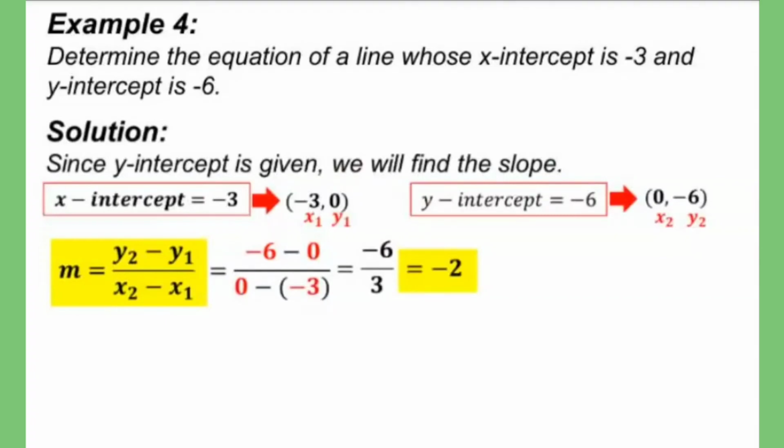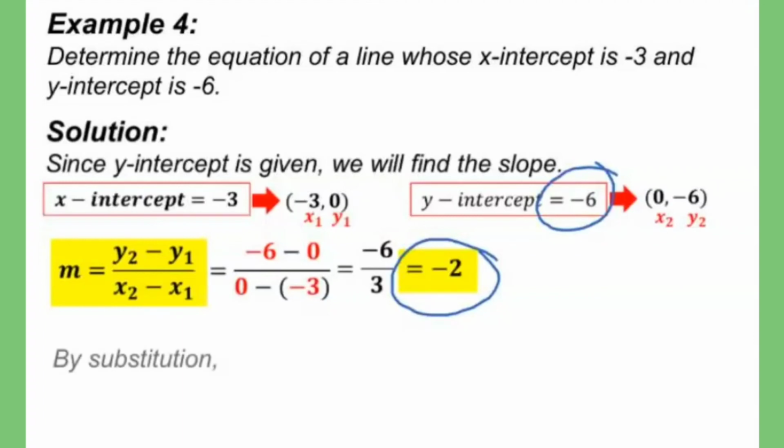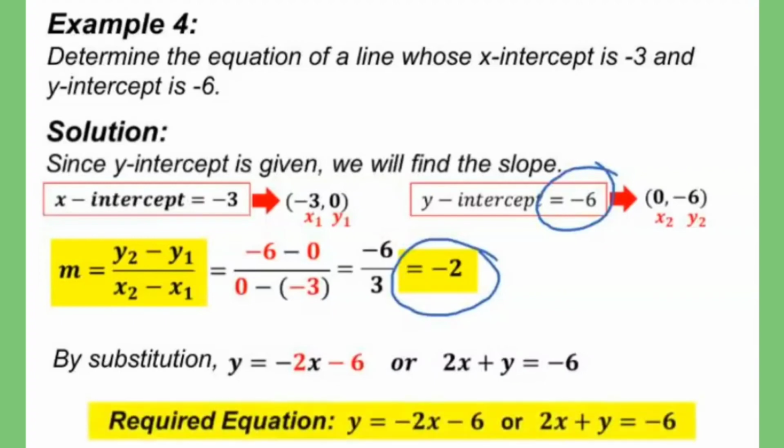Now, using these values, m is equal to negative 2, and the y-intercept b, which is negative 6, by substitution, we can have y is equal to negative 2x minus 6. Transforming into standard form, ililipat lang natin yung negative 2x to the left side. So this will become positive 2x plus y equals negative 6. Therefore, the required equation would be y is equal to negative 2x minus 6, or 2x plus y equals negative 6.